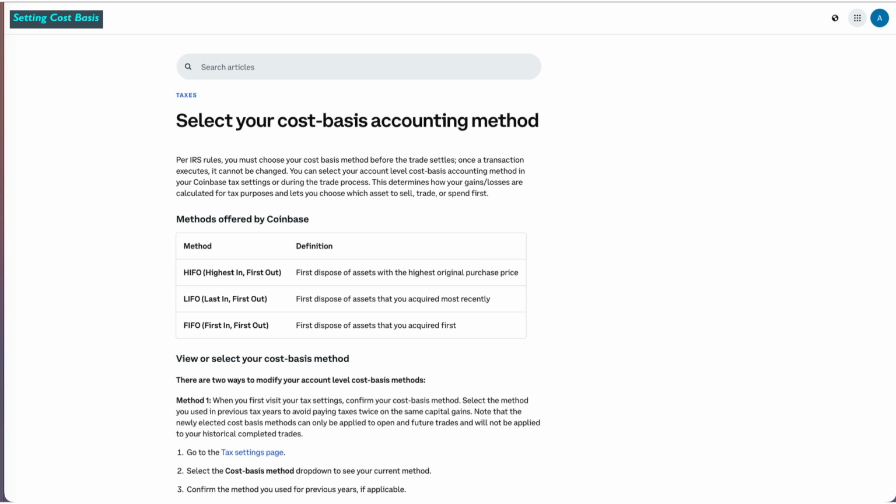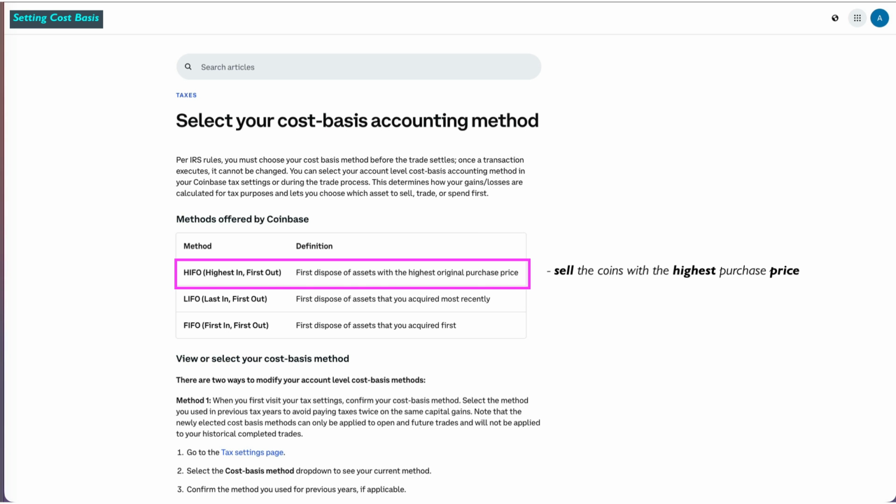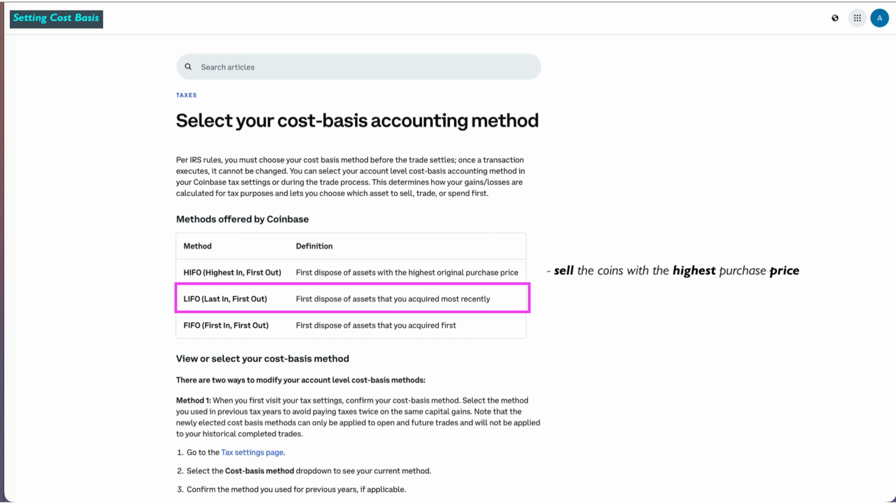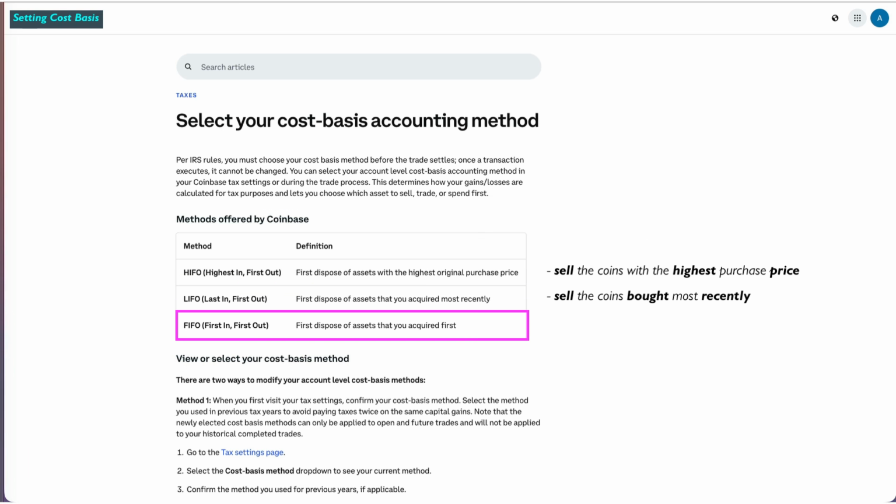Coinbase offers 3 cost basis methods. HIFO, highest in, first out. You sell the coins with the highest purchase price first. The LIFO, last in, first out. You sell the coins you bought most recently first. FIFO, first in, first out. You sell the coins you bought first.